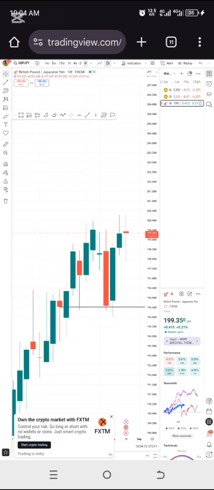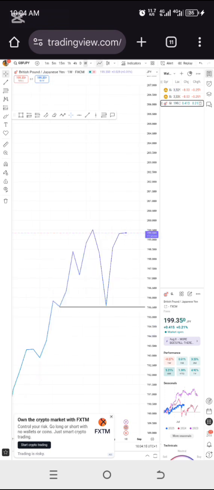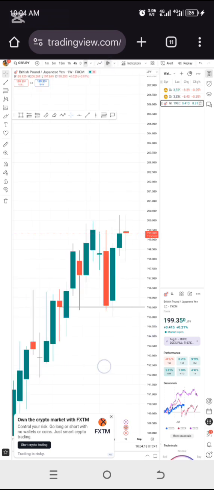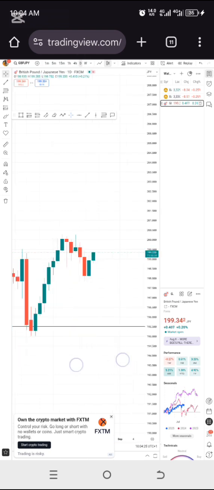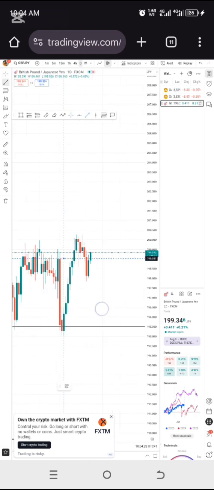Now there was something here. I guess there was a rejection last week, a very strong push to the upside, and it was a rejection, so it changed character. It changed character on the daily time frame. So our entry will be either the head or the shoulder. Our entry will be either the head or the shoulder.